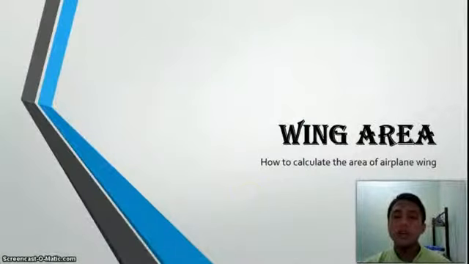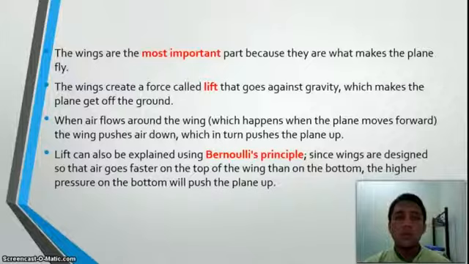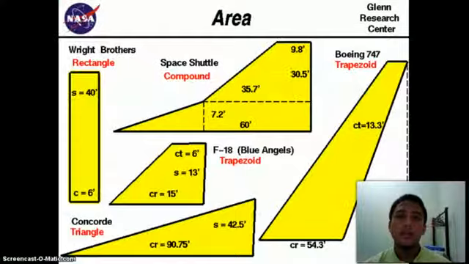And second, we go to the wing area. How to calculate the area of an airplane wing. We know the wing is the most important part because it is what makes the plane fly. Wings create a force called lift that goes against gravity, which makes the plane get off the ground. So lift is a very important part. It uses the concept of Bernoulli's principle. Without wings, an aircraft cannot function well and cannot fly.